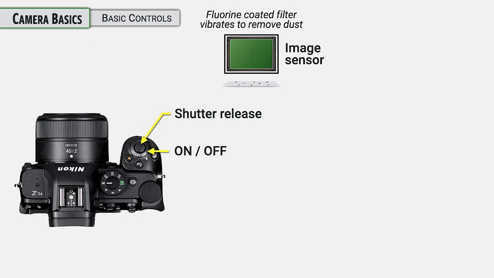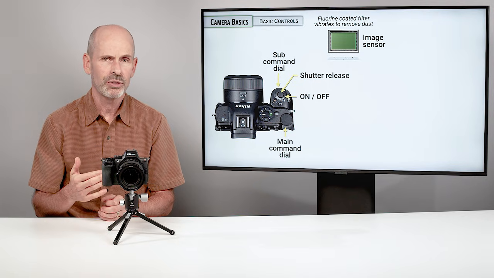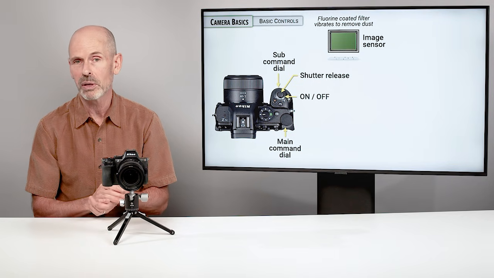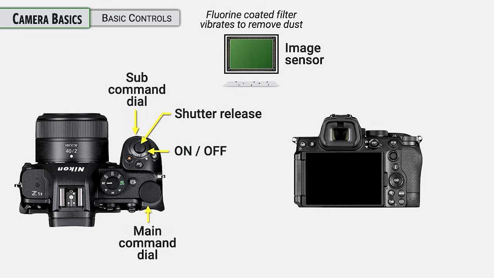Shutter release is something you'll be using to take your photos. There are two main dials on the camera. The main command dial is on the back and the sub-command dial is on the front. We'll be using these to change shutter speeds, apertures, and a whole lot of other features. On the back of the camera is a photo video switch, and this really changes the way that the camera works.